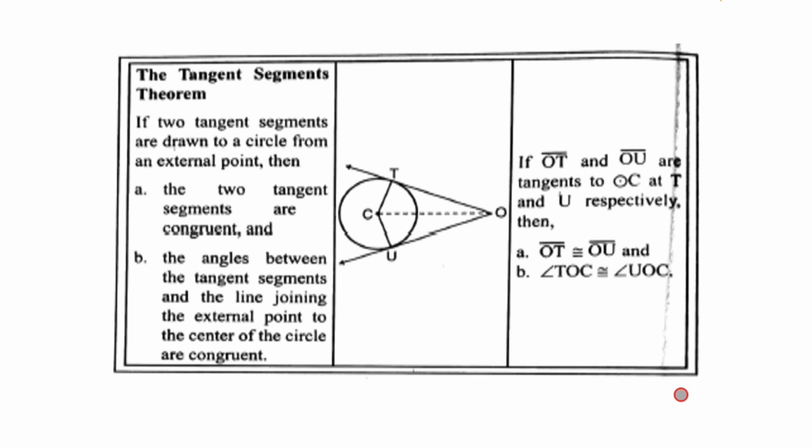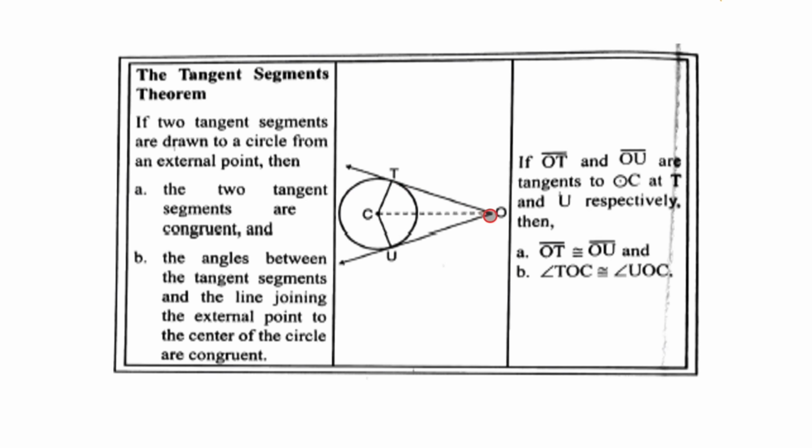Next is the tangent segment theorem. If two tangent segments are drawn to a circle from the external point, then letter A, first condition is the two tangent segments are congruent, and when we say congruent, this is equal. Then the angle between the tangent segment and the line joining the external point to the center of the circle are congruent. So again, it's equal.